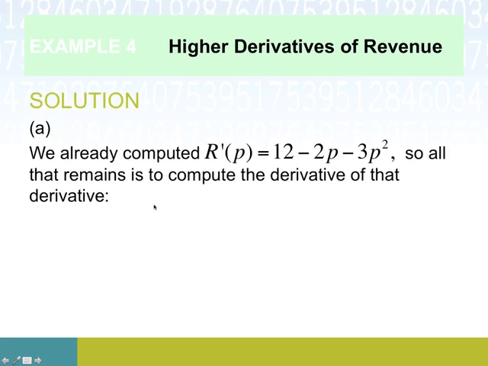All right, so here's our revenue. And from example 2, we already computed the first derivative of that. So we used our power rule along with product rule and got this derivative. So all that's left to us is to figure out the derivative of this thing.